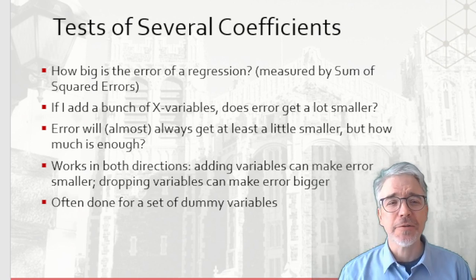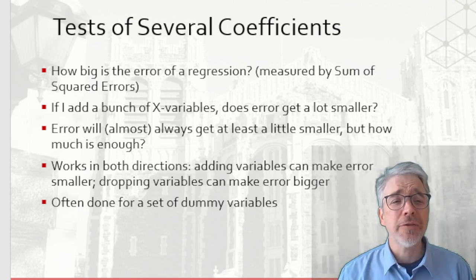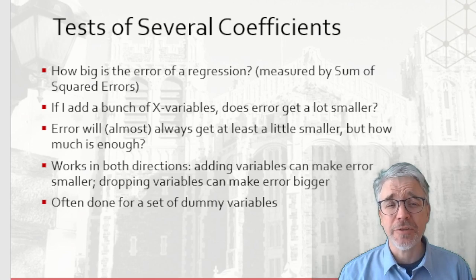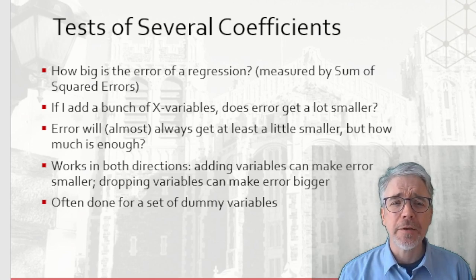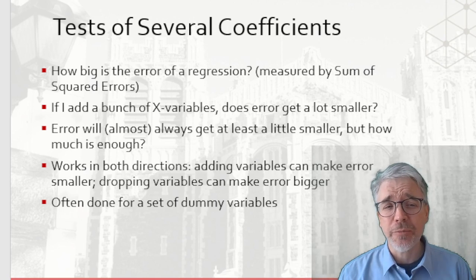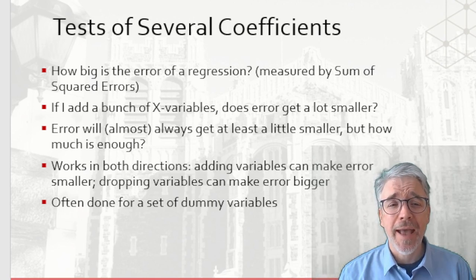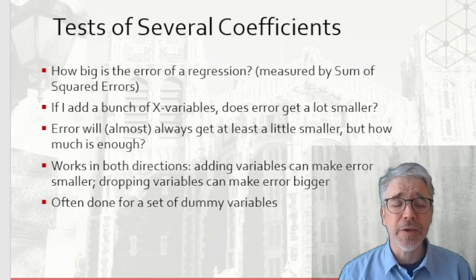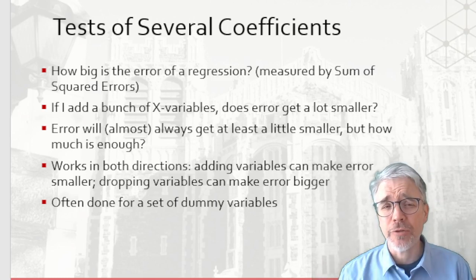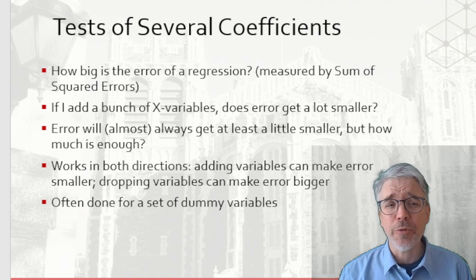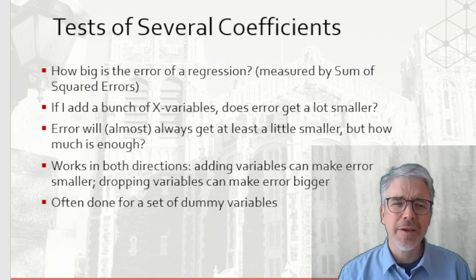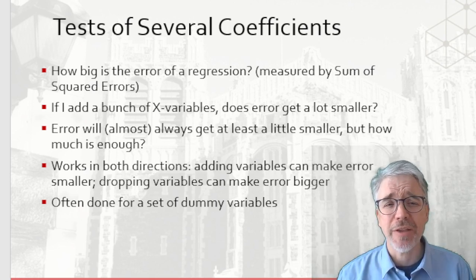This goes back to what McCloskey identified as the classic statistics problem. How big is big? Is there a big difference in the sum of squared errors between two models where one of them has more x variables? Rational decision making has to make a trade-off. Adding x variables makes the error smaller. Dropping x variables makes the error bigger. What's the best choice? Adding a set of variables is often done in cases where I have a set of dummy variables, such as a set of education dummies.